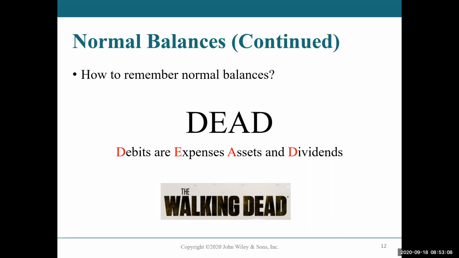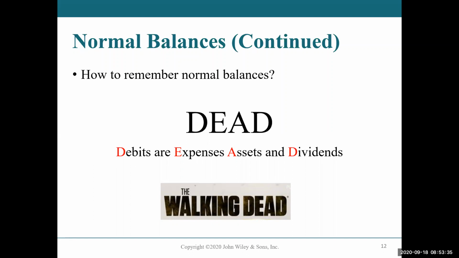So here is a quick and dirty tool for you. Remember DEAD for normal balances, and it's coming from your Walking Dead. I'm sure you're all aware of Walking Dead, so that's where it's coming from. So DEAD is abbreviated for debit for expenses, assets, and dividend accounts. So the normal balance is debit for any of these account types.